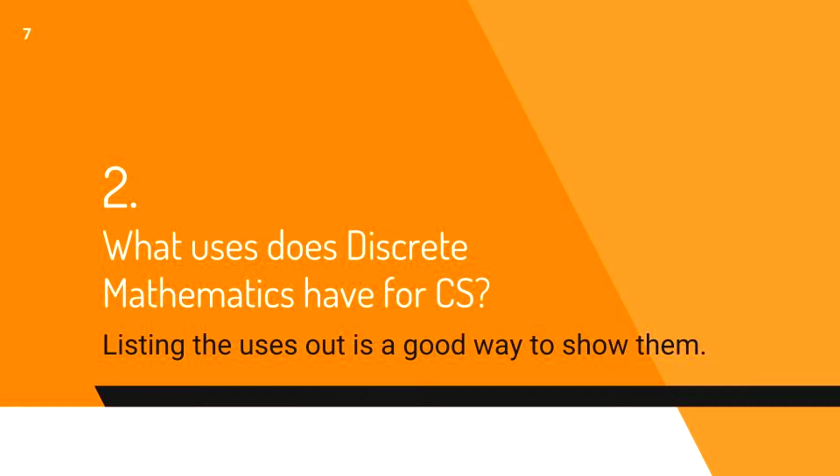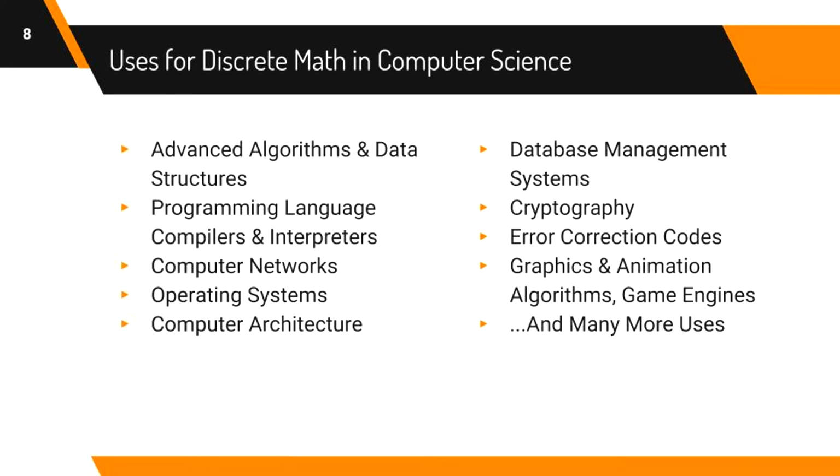Now, another question you might be asking yourself is, what uses does discrete mathematics have for computer science? Listing the uses out is a good way to show them. So uses for discrete math and computer science are advanced algorithms and data structures, programming language compilers and interpreters, computer networks, operating systems, computer architecture, database management systems, cryptography, error correction codes, graphics and animation algorithms, game engines, and many more, which goes on, but this is just to name a few, just to show exactly how much discrete math plays a part in computer science and how they go hand in hand.